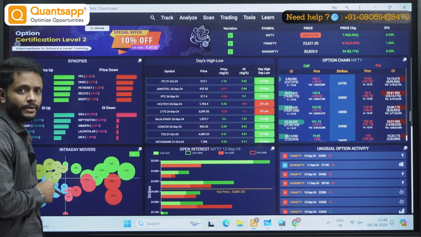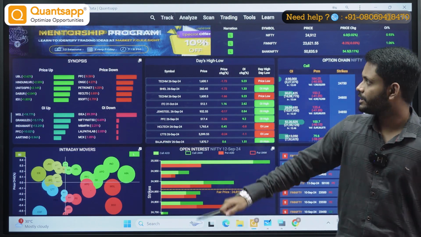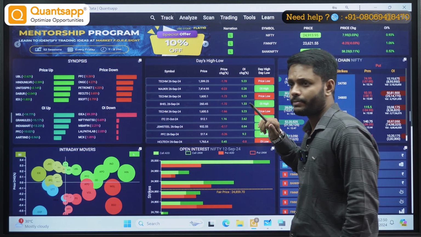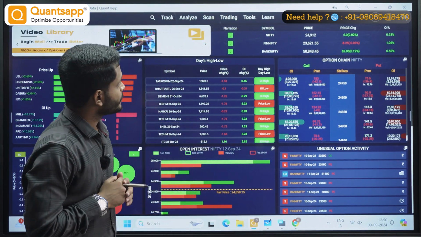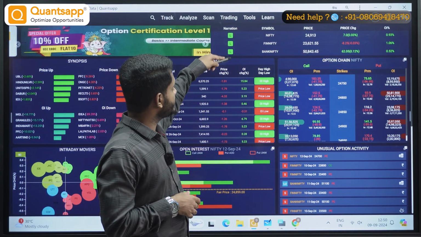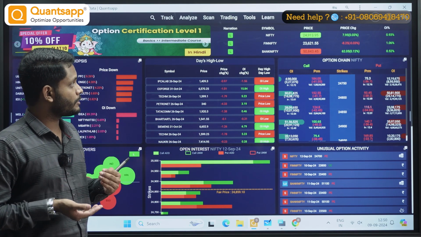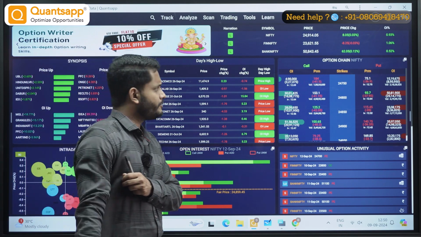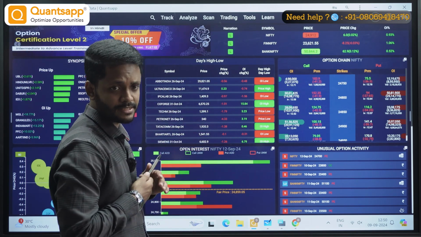So this is the home page of QuantSAP. Let me give you a brief introduction about this home page. On the right hand side top, you will see Nifty, Fin Nifty, Bank Nifty, all the major indices along with the narrations, whether Nifty has a long build up or a short build up, along with the price change and OI change. So everything you can see over here.